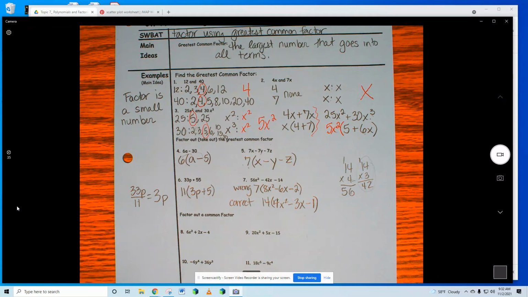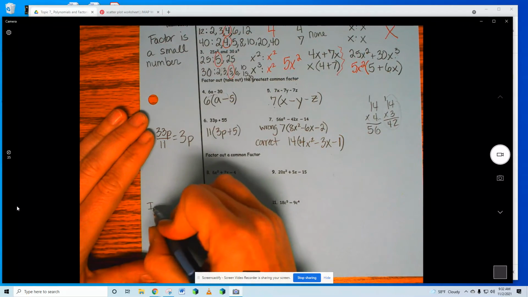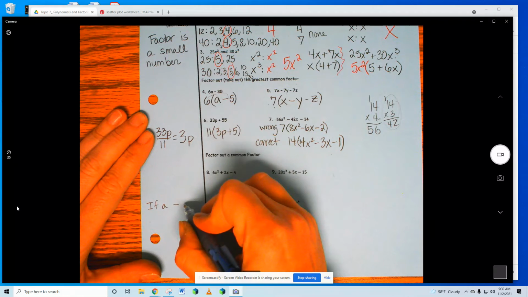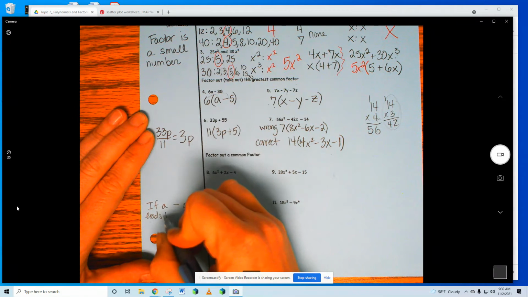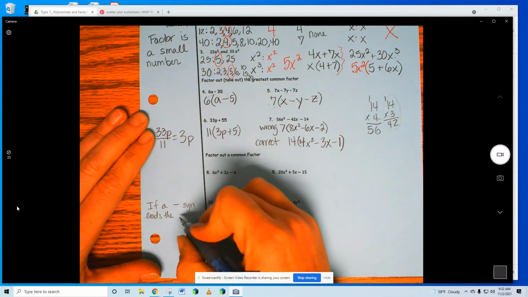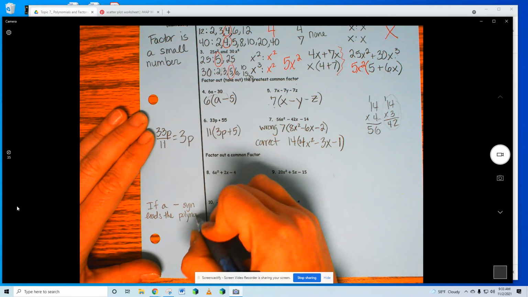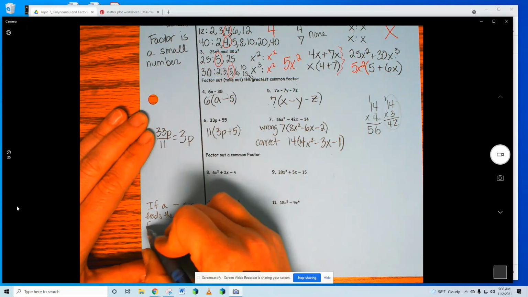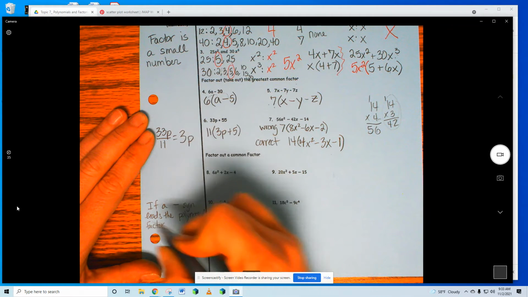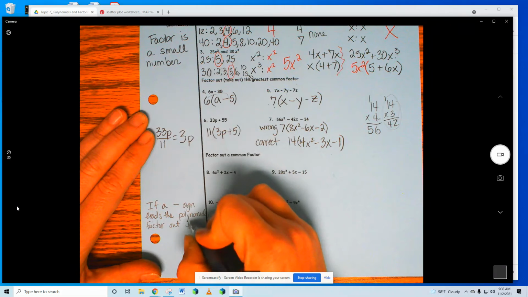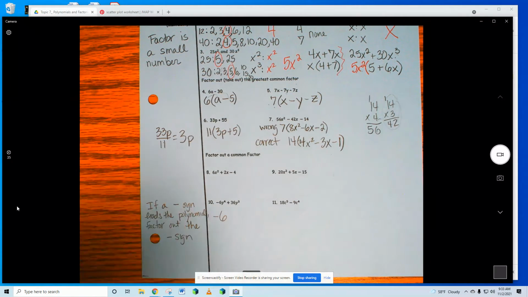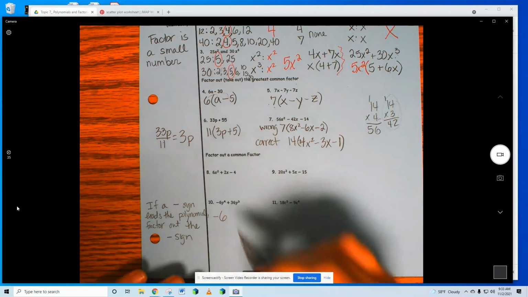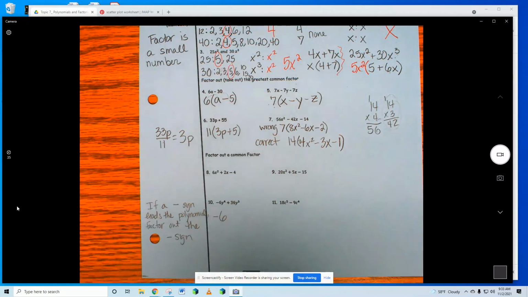Let me tell you something about number 10. If a negative sign leads the polynomial, factor out the negative sign. So I'm going to do negative 6 y to the, I don't know. How many y's do they both have?